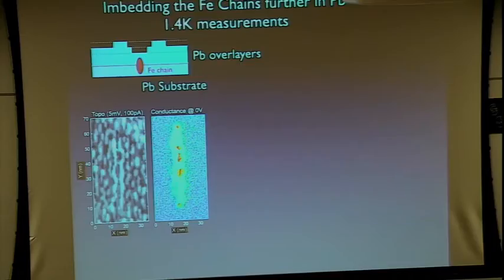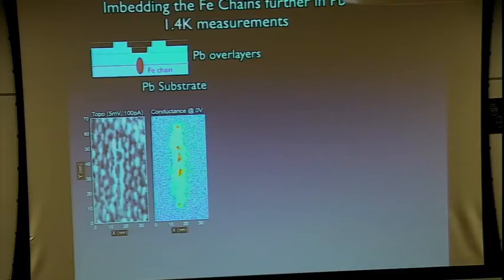So the Shiba states don't seem to show it, but the end states at other energies seem to show this double eye feature. But you're right, we don't see it in the Shiba states so much. I have to go back and take a look. Maybe some of the other ones do.